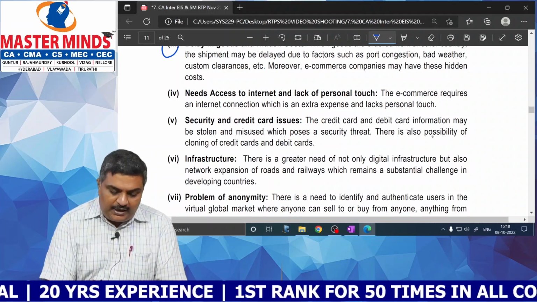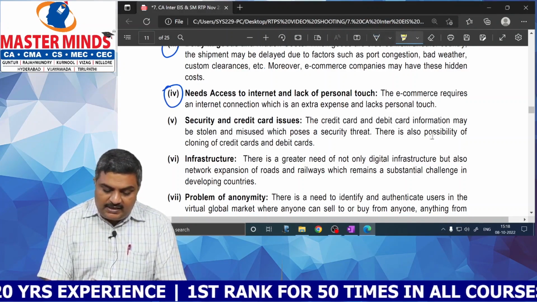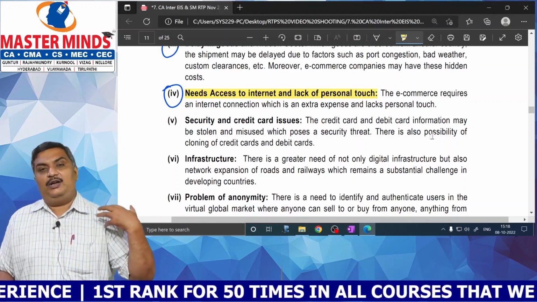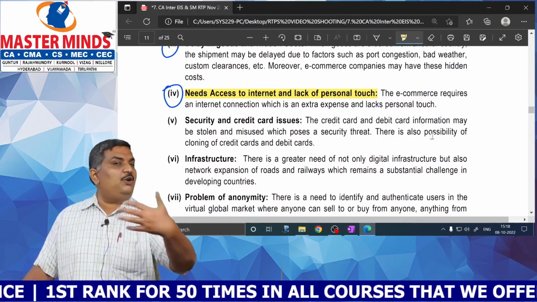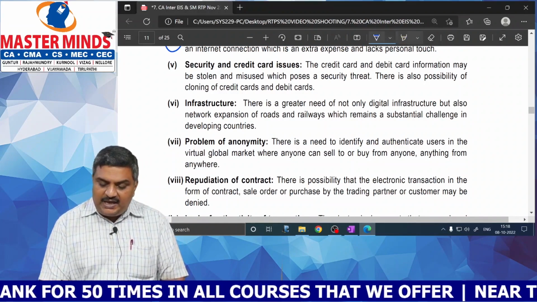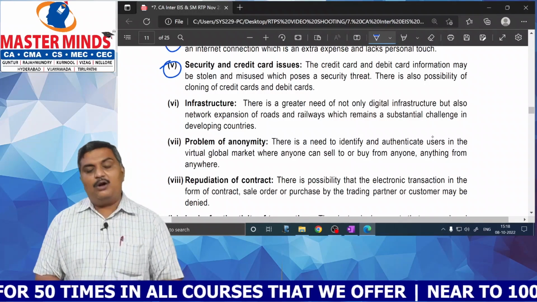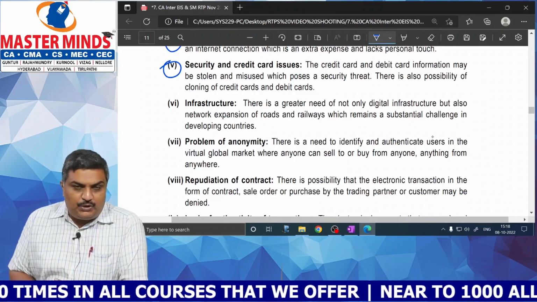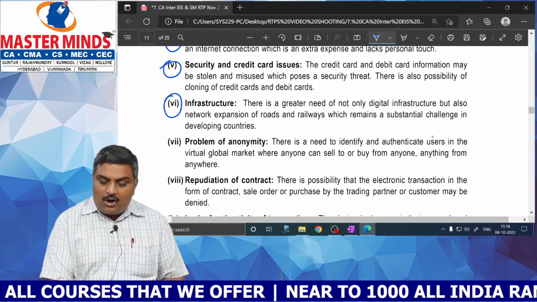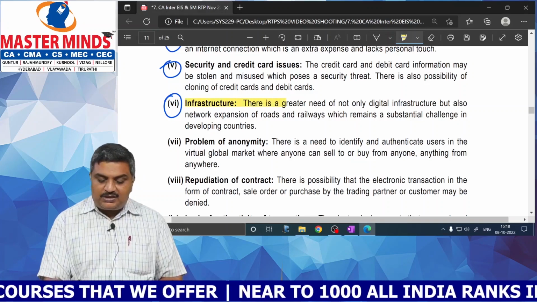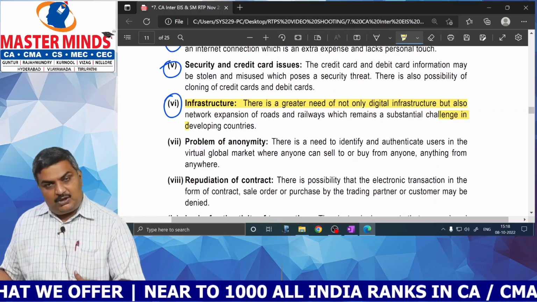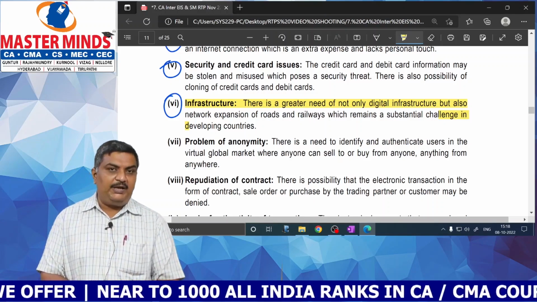And the most important thing is the internet is required, which is the backbone for e-commerce, and there is no personal touch with the customer, and you don't know who is purchasing from you, and they don't know who you are. This problem will come. And every day, every moment we hear that there are a lot of security and credit card issues during e-commerce transactions. And the organization has to maintain a lot of IT infrastructure like servers, computers, people, and also they need to have good physical infrastructure availability also.